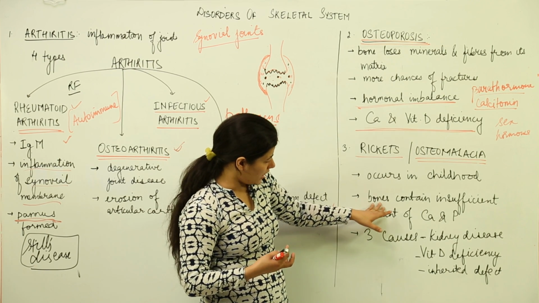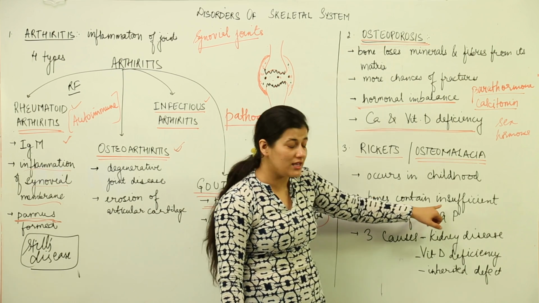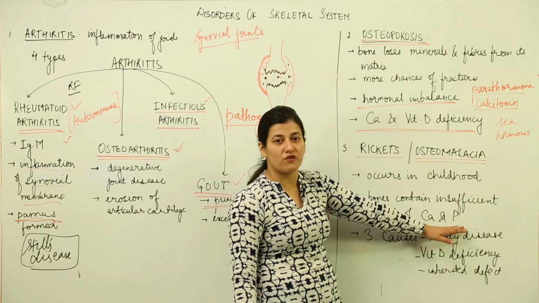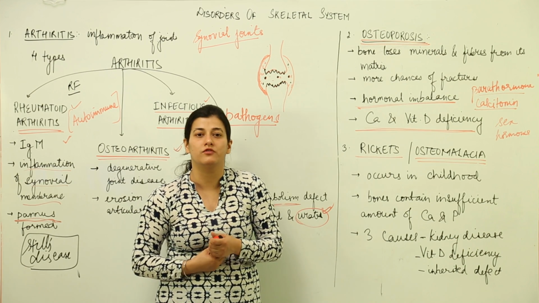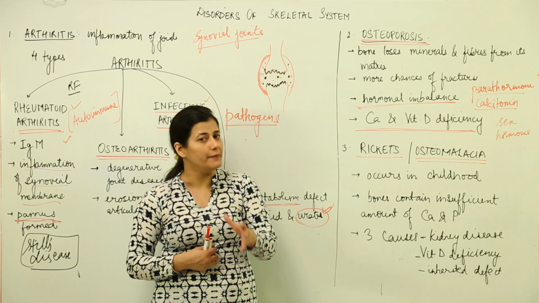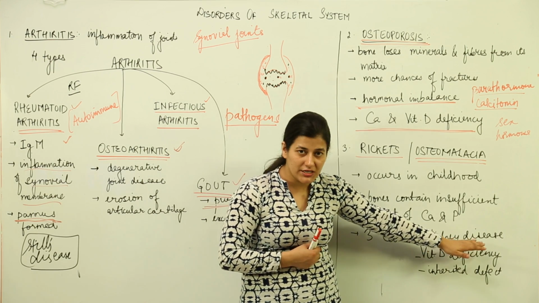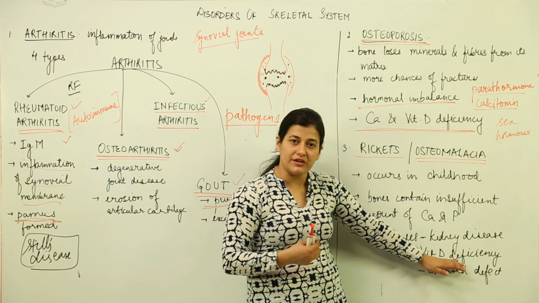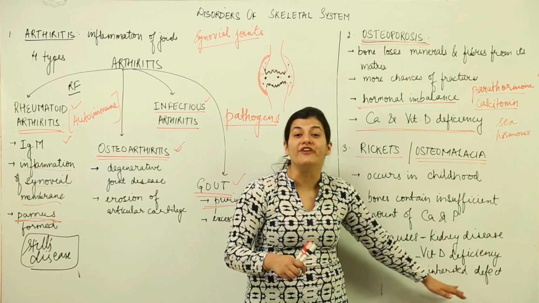As a result of these deficiencies, the bones contain insufficient calcium and phosphorus, and if the bone does not have sufficient calcium and phosphorus, it is obvious that the bones would be weaker. Weaker bones result from kidney diseases in older people, vitamin D deficiency in both older and younger people, and it could be an inherited defect as well.